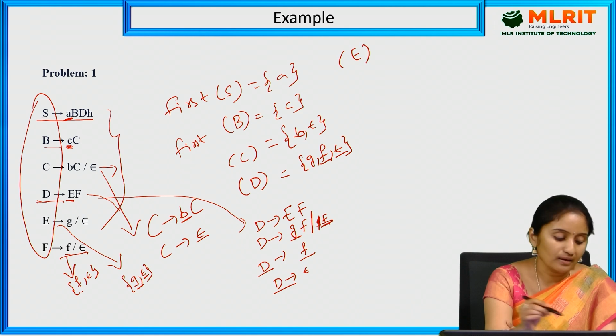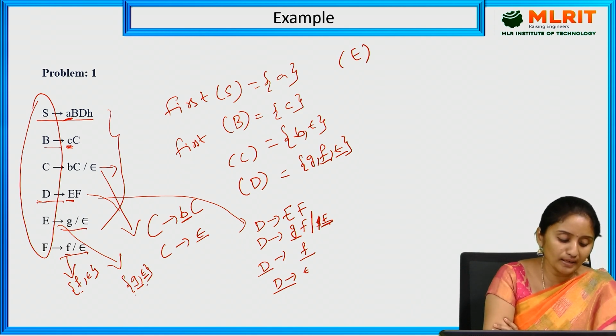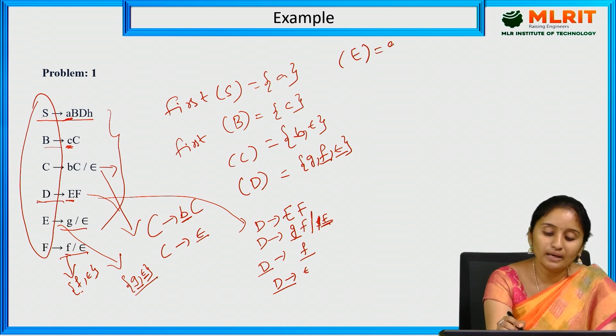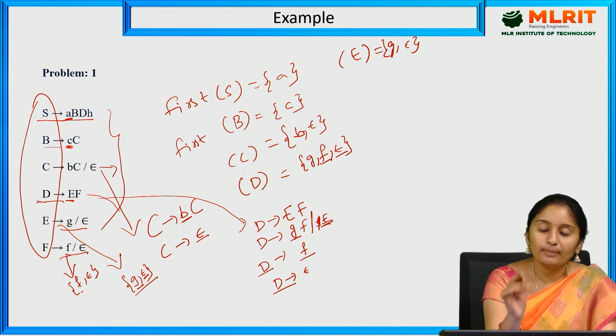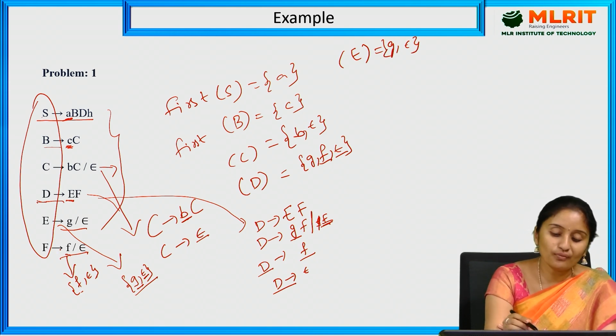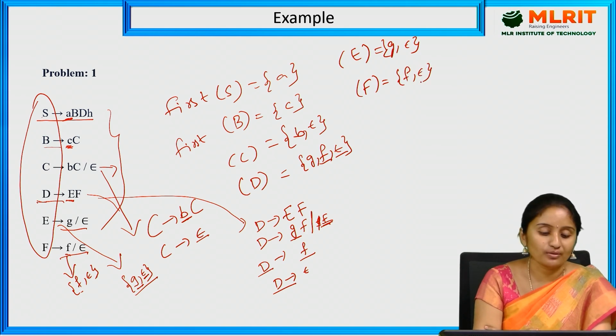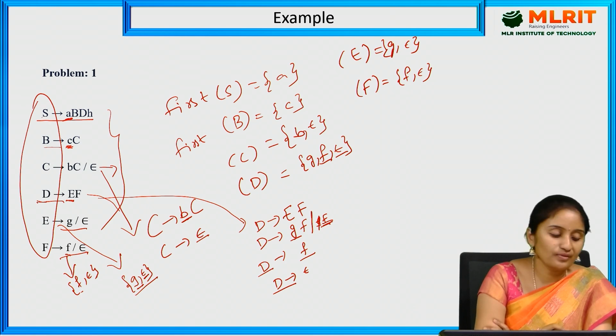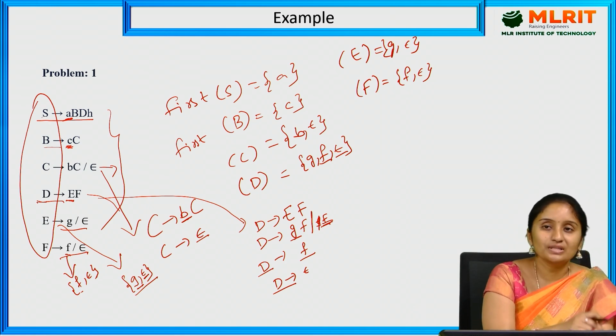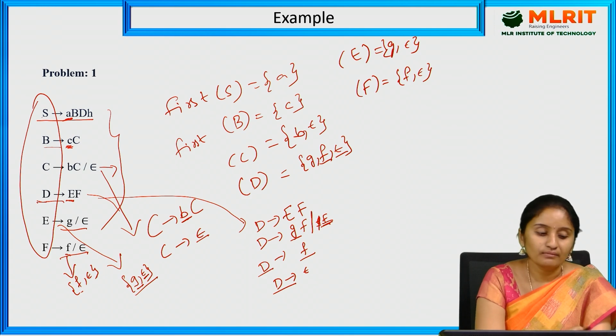First of E. What I am having for first of E? Already I have calculated G, epsilon. Next, first of F. What I am having? F, epsilon. So these are nothing but the first functions. We are going to calculate the first function for the non-terminals which are present in the left hand side.